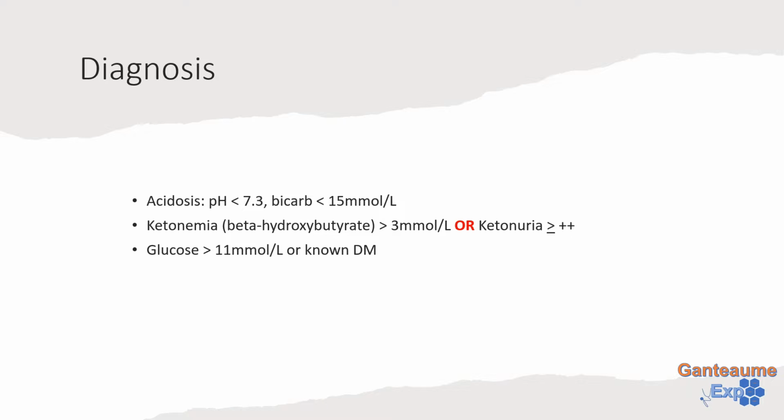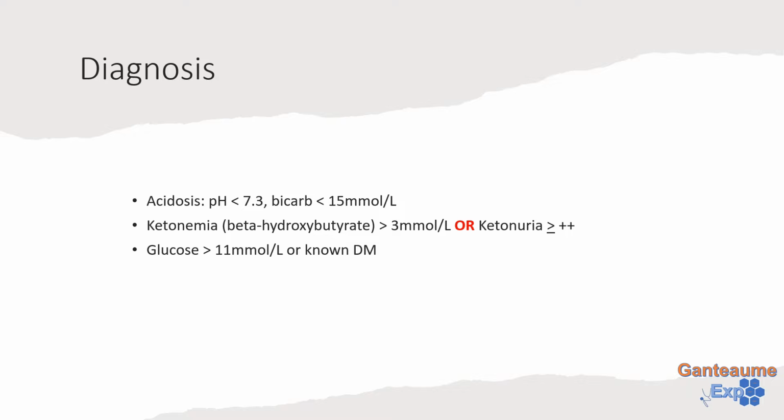That's acidosis with a pH of about less than 7.3, bicarb less than 15 millimoles, and some say 15 to 18. Ketonemia, and here we recall that there are two types of ketone bodies, and the one used in diagnosis is beta hydroxybutyrate, and that level must be more than 3 millimoles per liter. Or if not ketones in the blood, we could accept ketones in the urine, and using a dipstick, you need significant ketones, which is 2 plus or more on the dipstick.